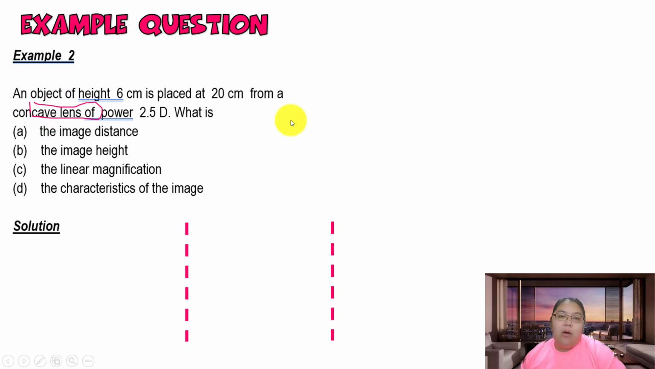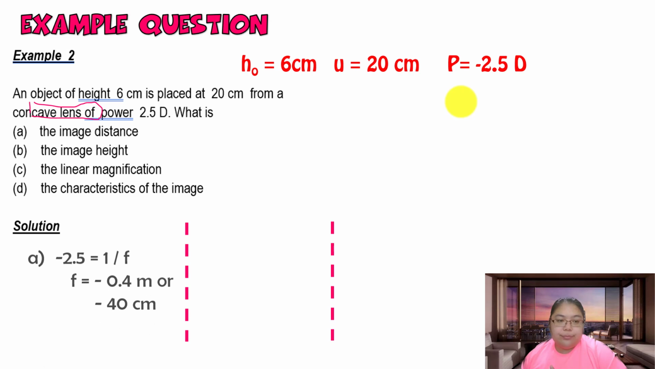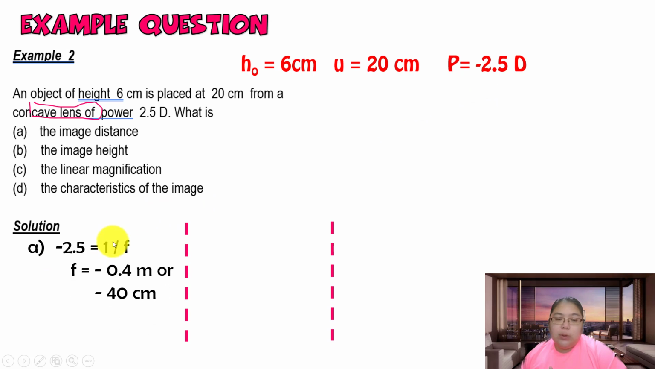Okay, let's see the info. HO 6 cm. Object distance 20 cm. Now the question never gives you the focal length. They give you the power. So the power you need to put negative because it's concave, 2.5 diopter. So the first step we need to find focal length first. So I show how to find the focal length first. P equals 1 over F. So I put negative 2.5 equals 1 over F. So I need to find the F. When you find the F, there should be negative also, but that's in meters. So better you go to convert, become negative 40 cm. Okay, so I get the F already.